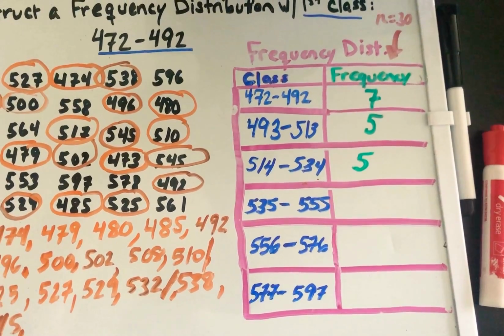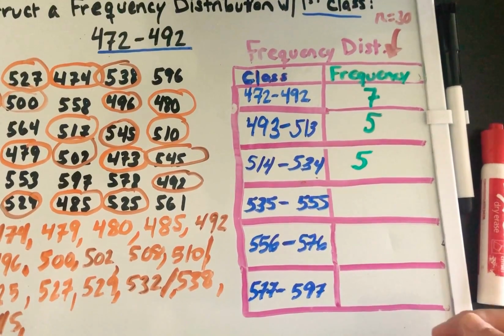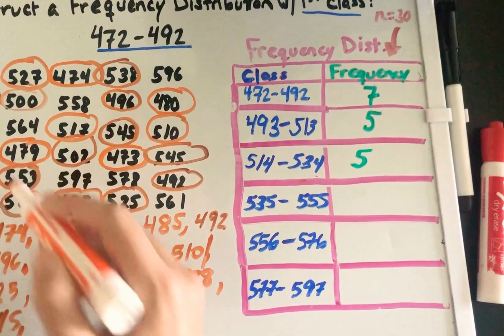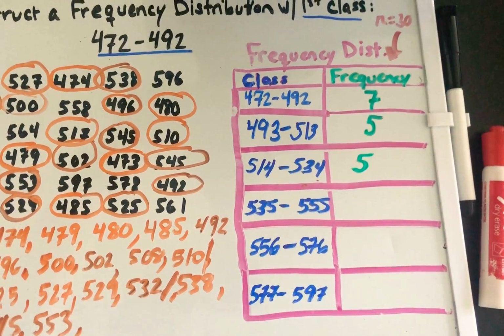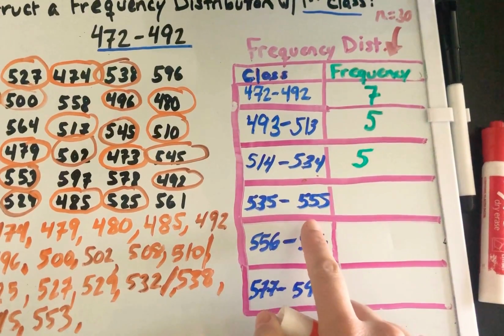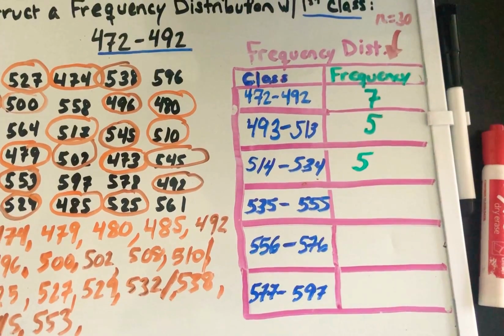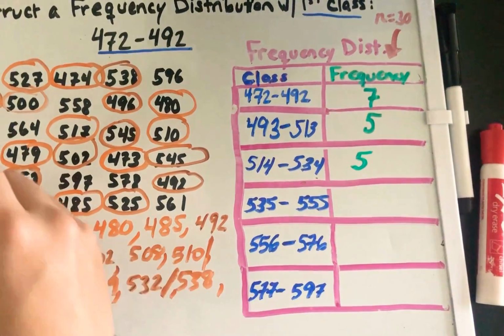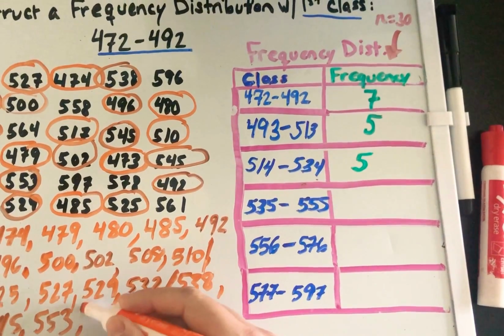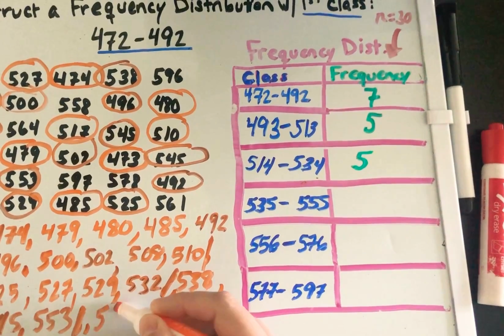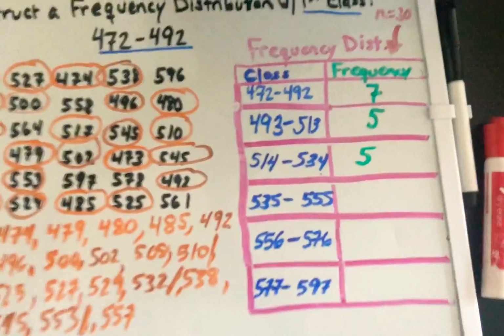After 545, I found 553. Did you find 553? Yep, there he is. And again, we're getting pretty close to the end of this class. Let's see if there's anybody else in that class. After 553, I found 557. But notice that's not going to fit into this class. So that's actually the end of that class. Now we're going to have a new class starting with this entry 557.